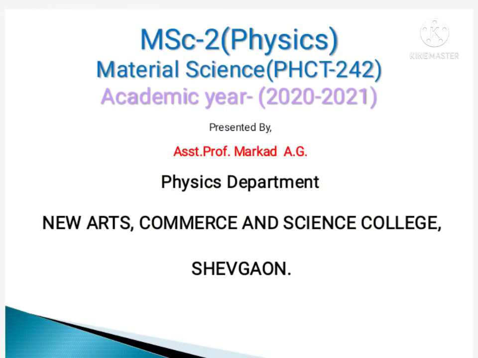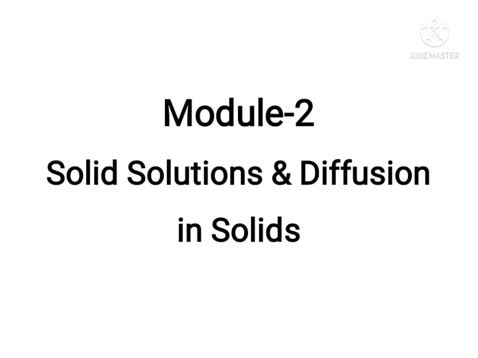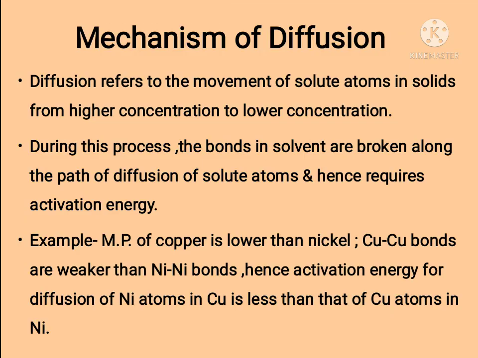In the first part, we have studied the solid solution and its types. In this part of the chapter, we will see the next topic, diffusion in solids. Atoms have more freedom and they move from one lattice to another. This movement or migration of atoms is called diffusion. The movement of atoms takes place from higher concentration to lower concentration.